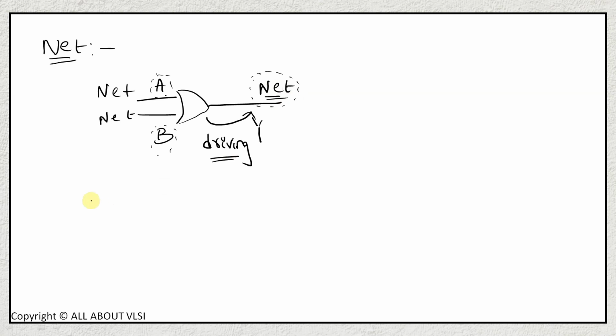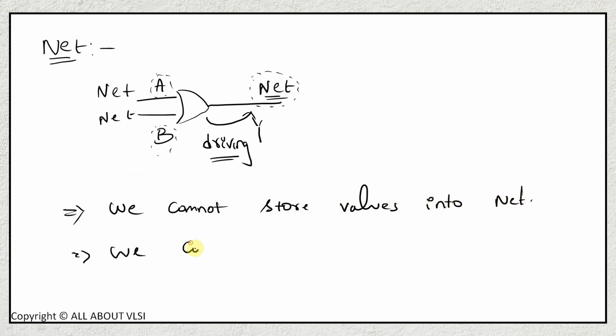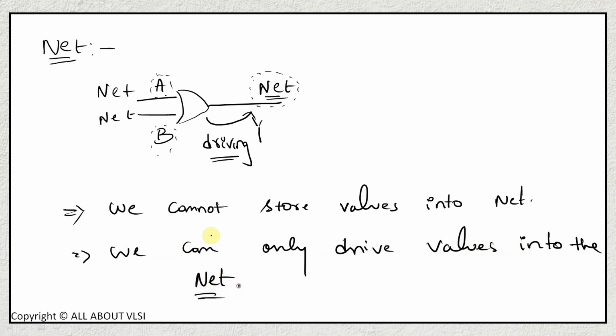So basically, we cannot store any value into this net. This is a very important point. We can only continuously drive the values into the net, but we cannot store any value into the net. So this is the meaning of the net.